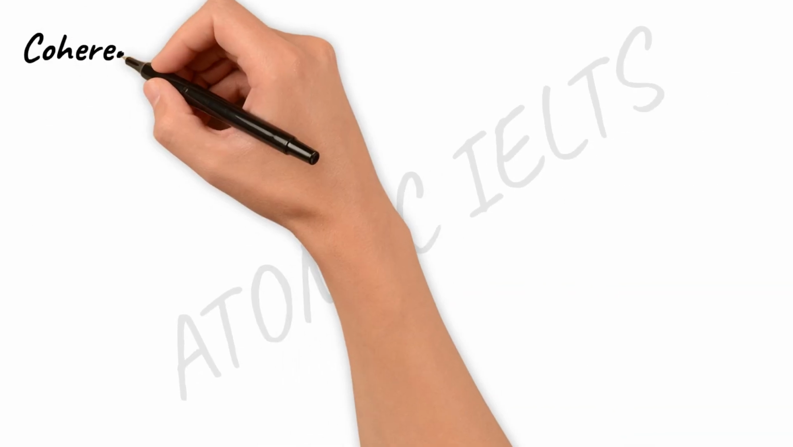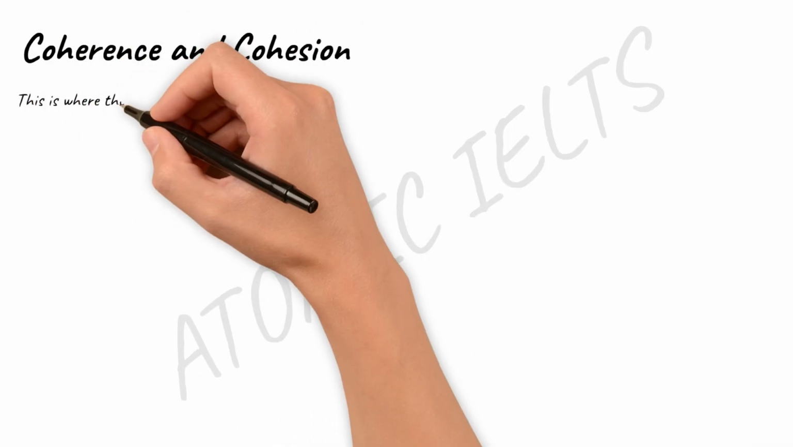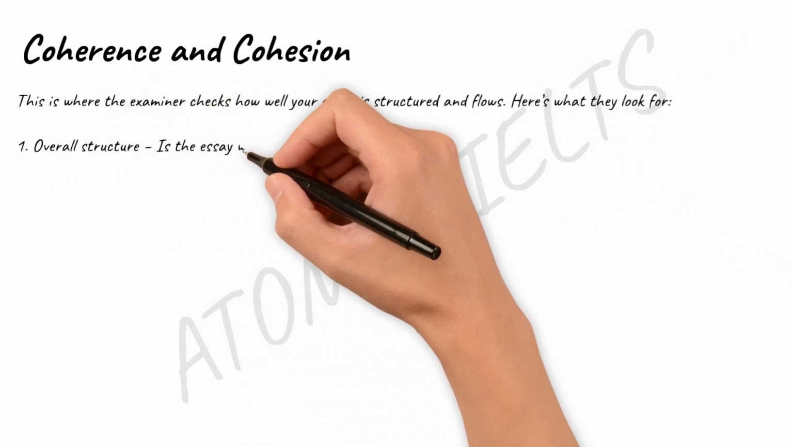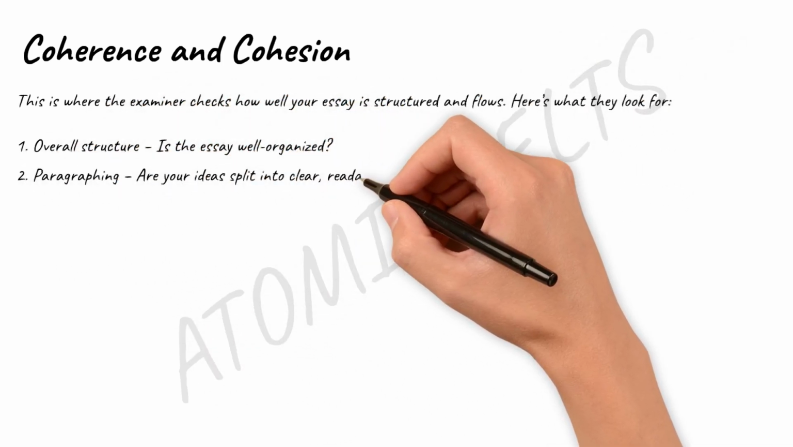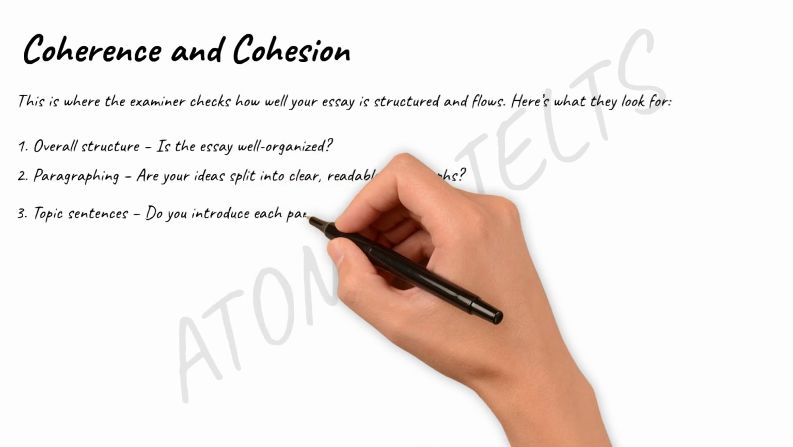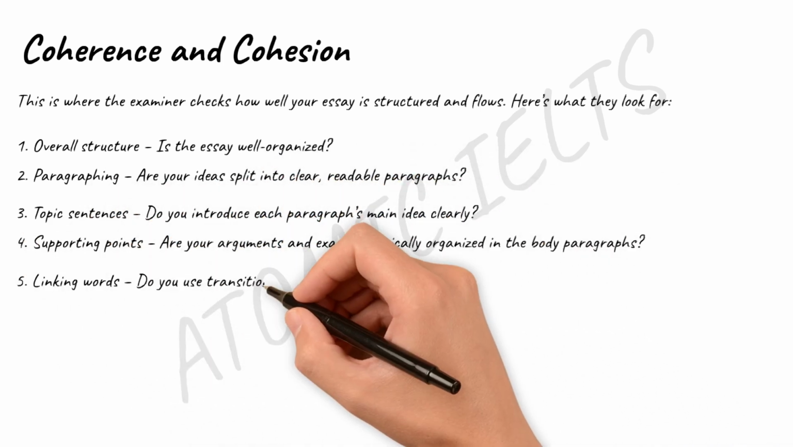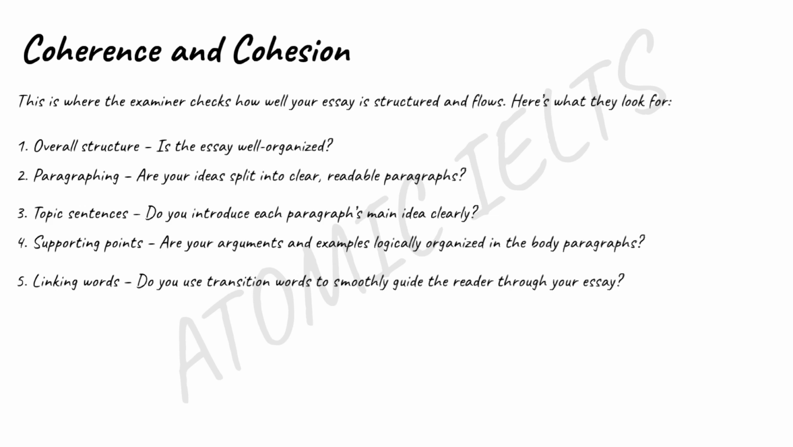Let's see what coherence and cohesion are all about. This is where the examiner checks how well your essay is structured and flows. Here's what they look for. First is overall structure. In this, they will check, is the essay well organized? Next is paragraphing. In this, they will be checking, are your ideas split into clear, readable paragraphs?